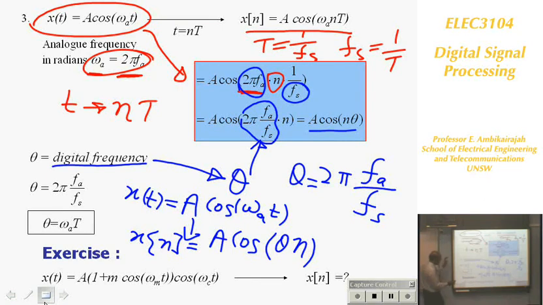Here's an exercise where you have been given a modulated signal. You need to find out what x(n) is. Go ahead and do the substitution and try them out. If you can't do it, ask us in the tutorial class.